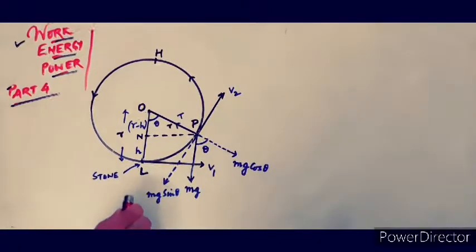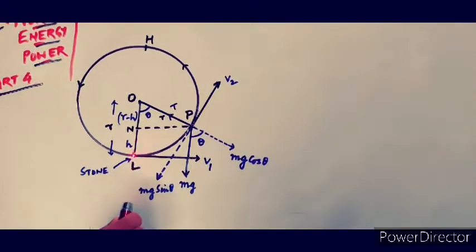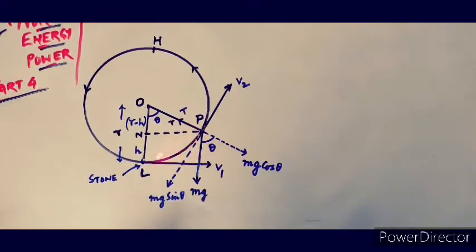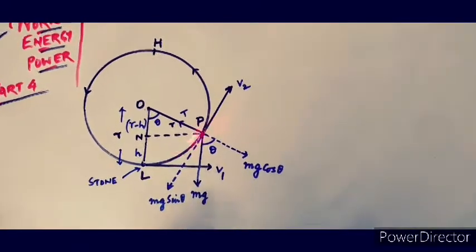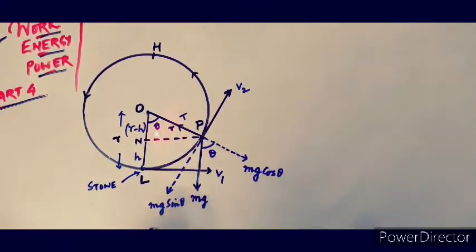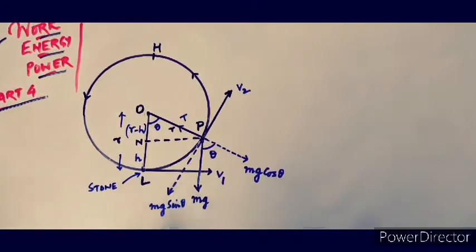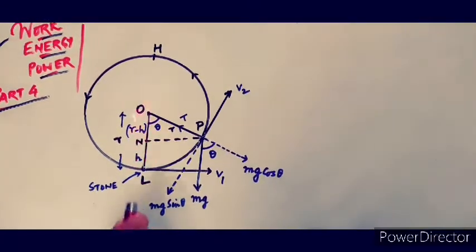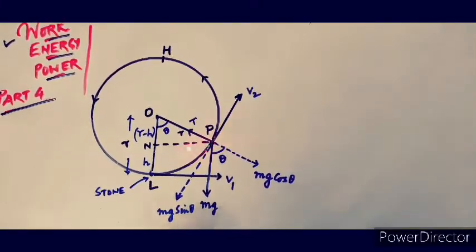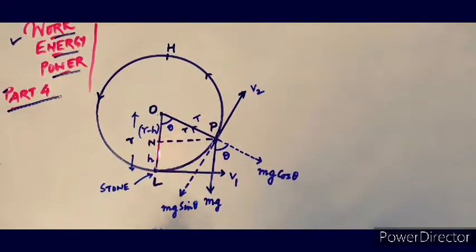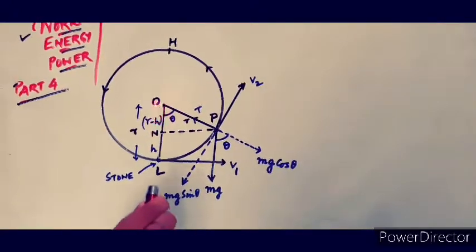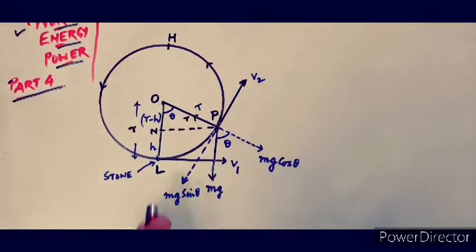Now see the introduction part. The stone, after a certain interval of time, reaches from L to point P, and we are going to consider the total mechanism behind it. The angular displacement is theta, the angle at the center. Let the radius be r. From the point P, if I draw a perpendicular PN, and the height from the lowest point is h, then NO becomes r minus h. Very clear up to here.